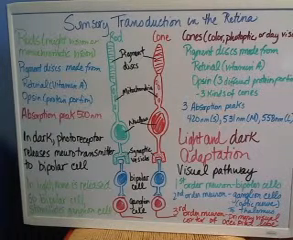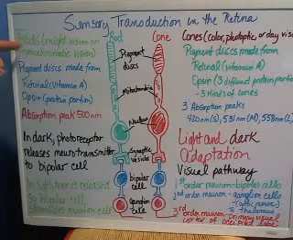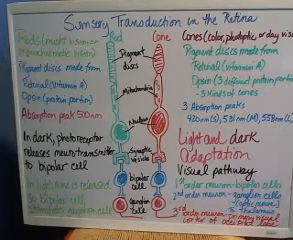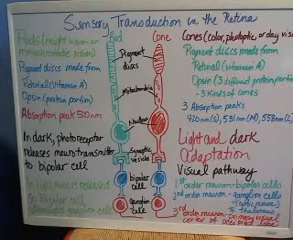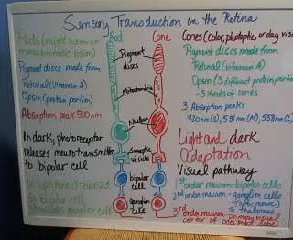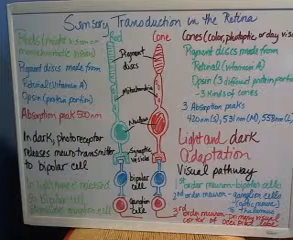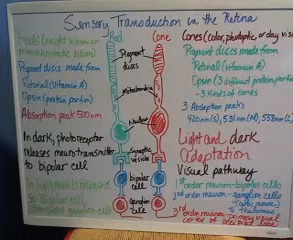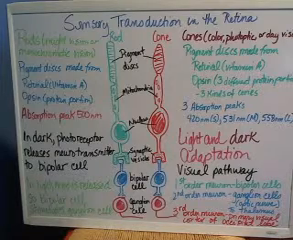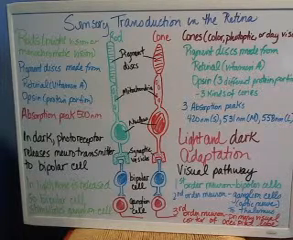There are two types of photoreceptors, rods and cones, and rods are designed for night or scotopic vision. And when we look at images in dim light, it is monochromatic. They are just shades of gray. But cones are for bright light and color, also known as photopic vision, and that's what we use during the day.